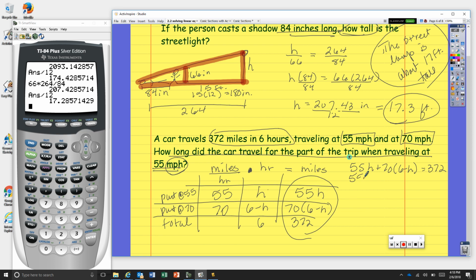That's 55H plus 420 minus 70H equals 372. 55H minus 70H is 420 minus 15H equals 372. Subtract 420. Negative 15H equals negative 48. Divide by negative 15. H equals 3.2 hours.